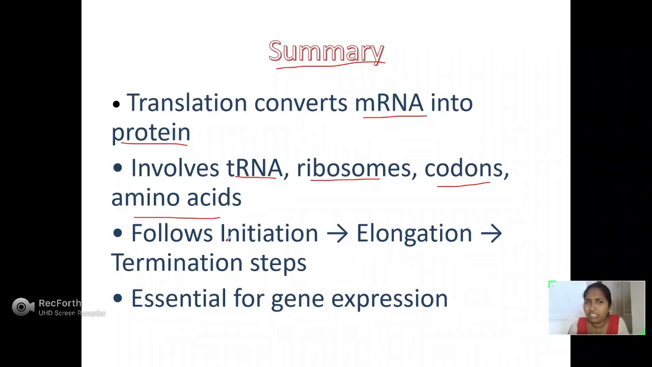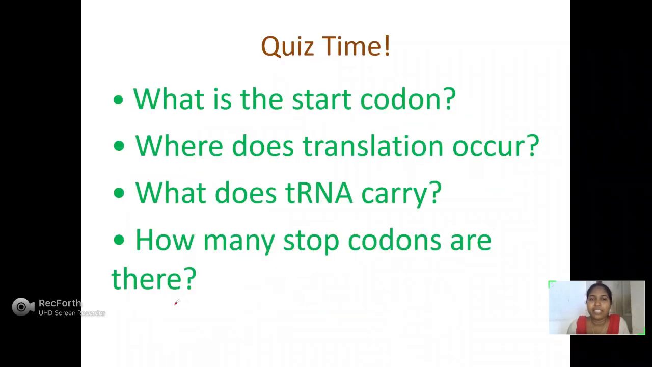Then what are the steps we learned? There are 3 steps: initiation, then elongation, then termination. It is a major step for gene expression.